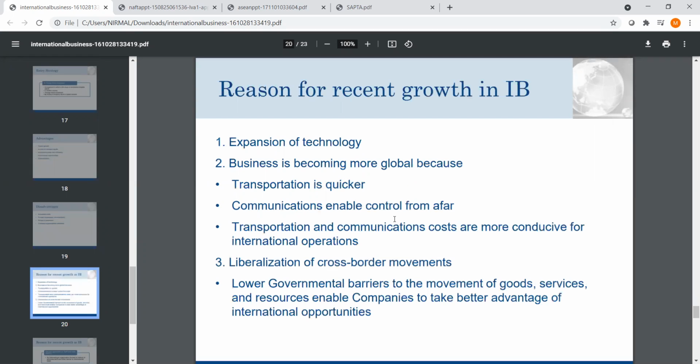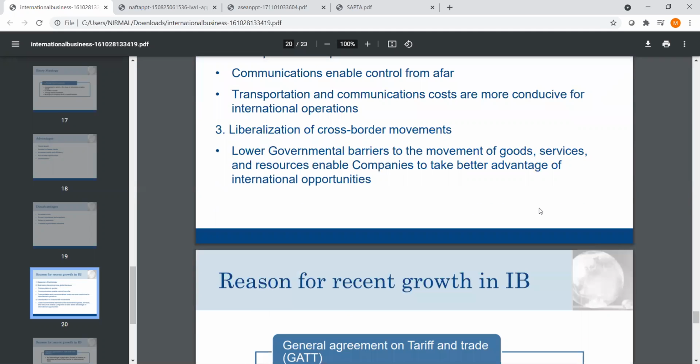Reasons for the recent growth in IB: expansion of technology, and business is becoming more global because transportation is quicker. That's a very important thing. A lot of things happen. Communication and control: transportation and communication costs are more conducive to international operations. Liberalization of cross-border movements, with lower governmental barriers to the movement of goods, services, and resources, enables companies to take better advantage of international opportunities. These are the recent growth factors.